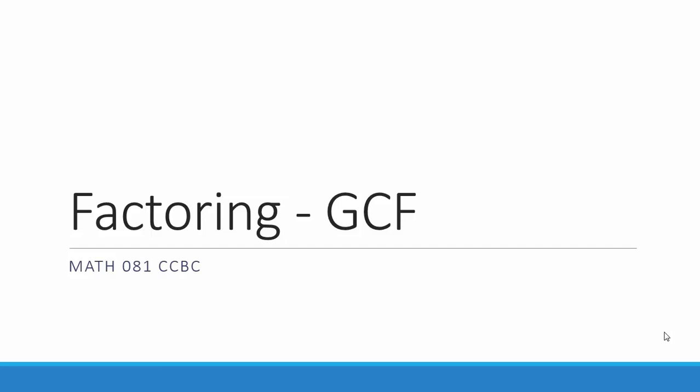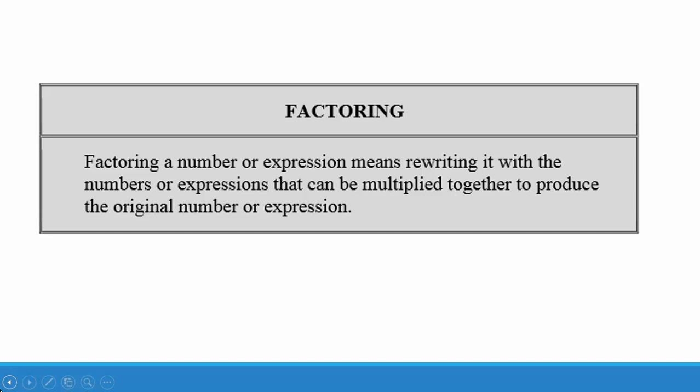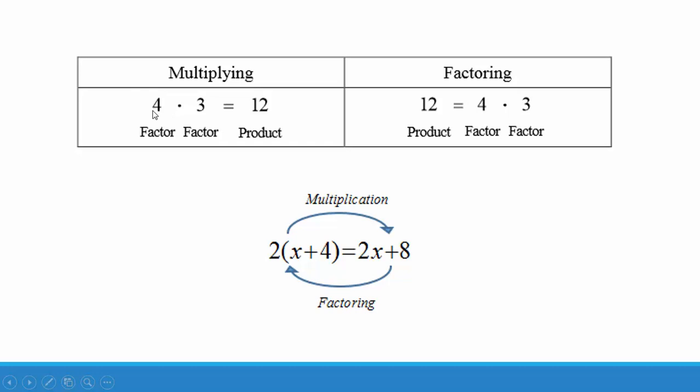In this video, we will learn how to factor the greatest common factor, or GCF. Factoring a number or expression means rewriting it with numbers or expressions that can be multiplied together to produce the original number or expression. When we multiply, we are taking two factors and multiplying them to get a product. When we are factoring, we are looking at the product and determining the factors.